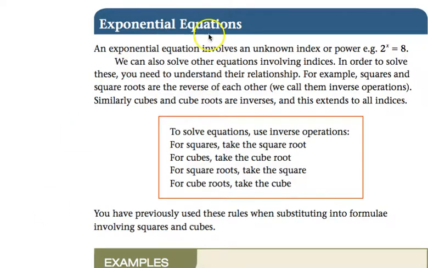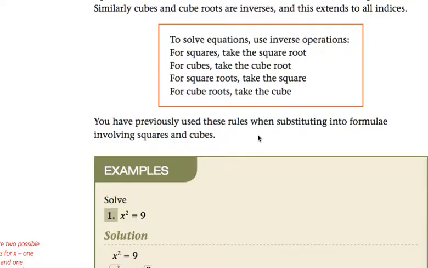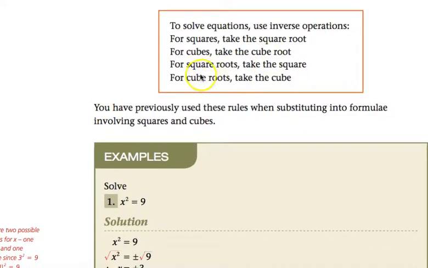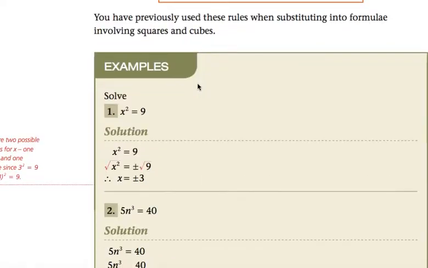Okay, just looking at exponential equations where you've got something to a power. To solve exponential equations, just like any equations, you use inverse operations. The inverse operation of square is square root. The inverse operation of cube is cube root. The inverse operation of square root is to take the square. Remember, for squares, take the square root, it's plus or minus square root. Okay? And for cube roots, the inverse operation of a cube root is a cube.